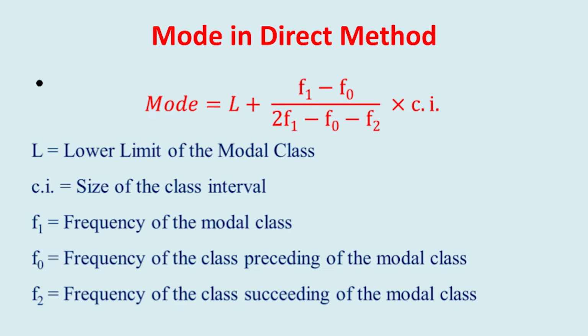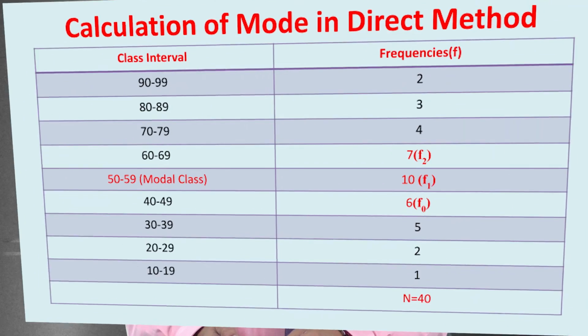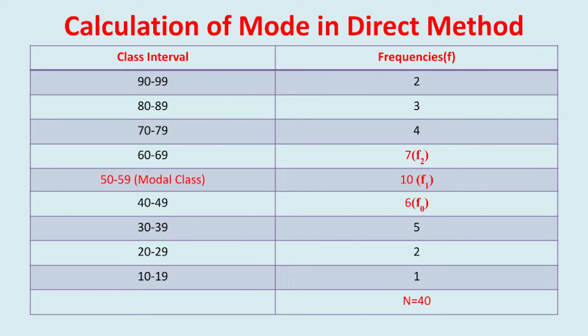Let us try to understand with one example. Here you see an example has been taken, a grouped data example, and certain frequencies are given. The modal class is 50 to 59, as the highest frequency occurs in this class. The highest frequency here is 10. So the frequency of the modal class will be F1, and the frequency of the class just above the modal class, the succeeding class, is F2. The frequency of the preceding class, just below the modal class, here the class 40 to 49, is 6. So 6 will be F0, and the total number of cases here is 40.